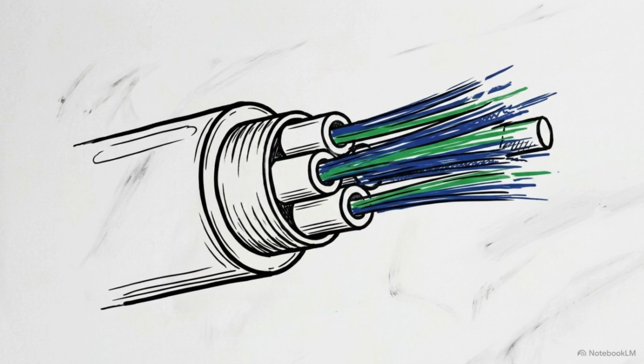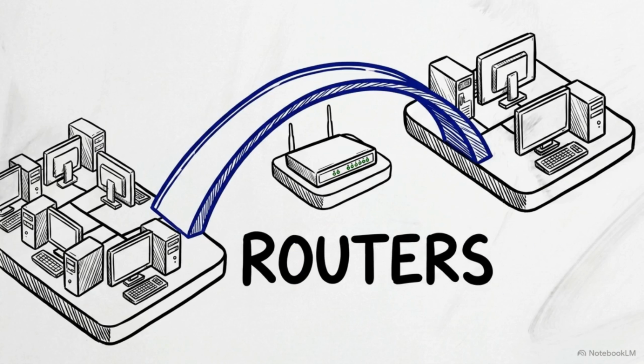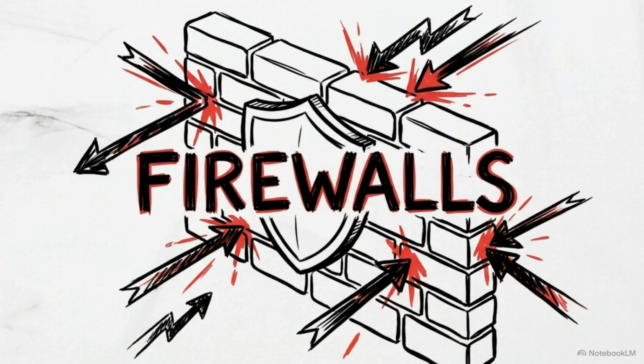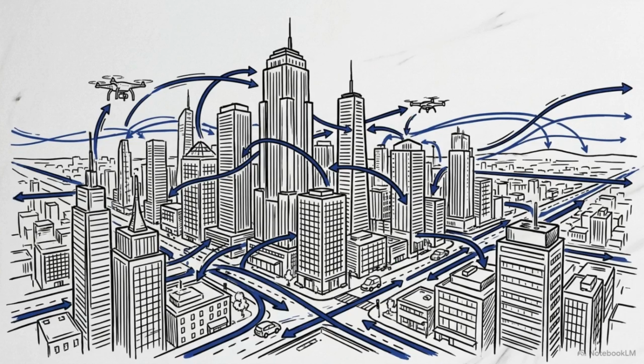The entire chain works together. Switches connect devices, routers connect networks, access points connect wireless users, firewalls protect the network, and servers provide services. That is the foundation of how modern networks are built.